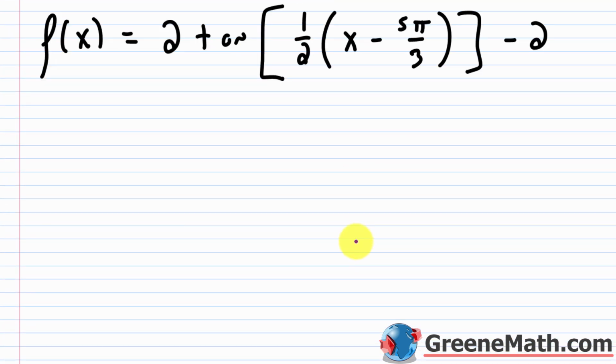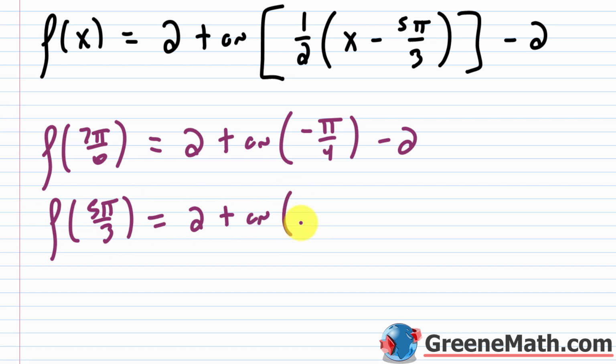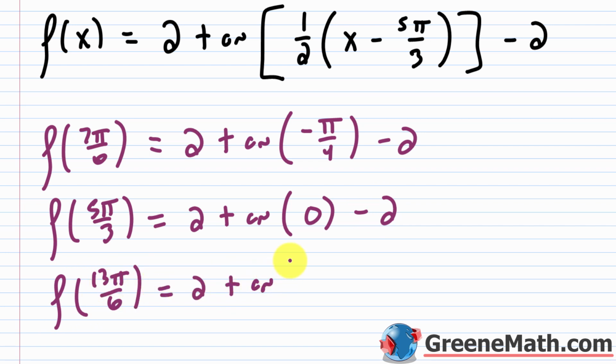In terms of the y values, let me actually do that one first. If you think about why we multiply by 2 and then subtract 2 from whatever we get, if you plugged in 7 pi over 6, so f of 7 pi over 6, and I'll show you what's going on in a moment, for right now I'm doing the y stuff, you would end up with 2 times the tangent of negative pi over 4 and then minus 2. If you did f of 5 pi over 3, you'd get 2 times the tangent of 0 and then minus 2. If you did f of 13 pi over 6, you would get 2 times the tangent of pi over 4 and then minus 2.